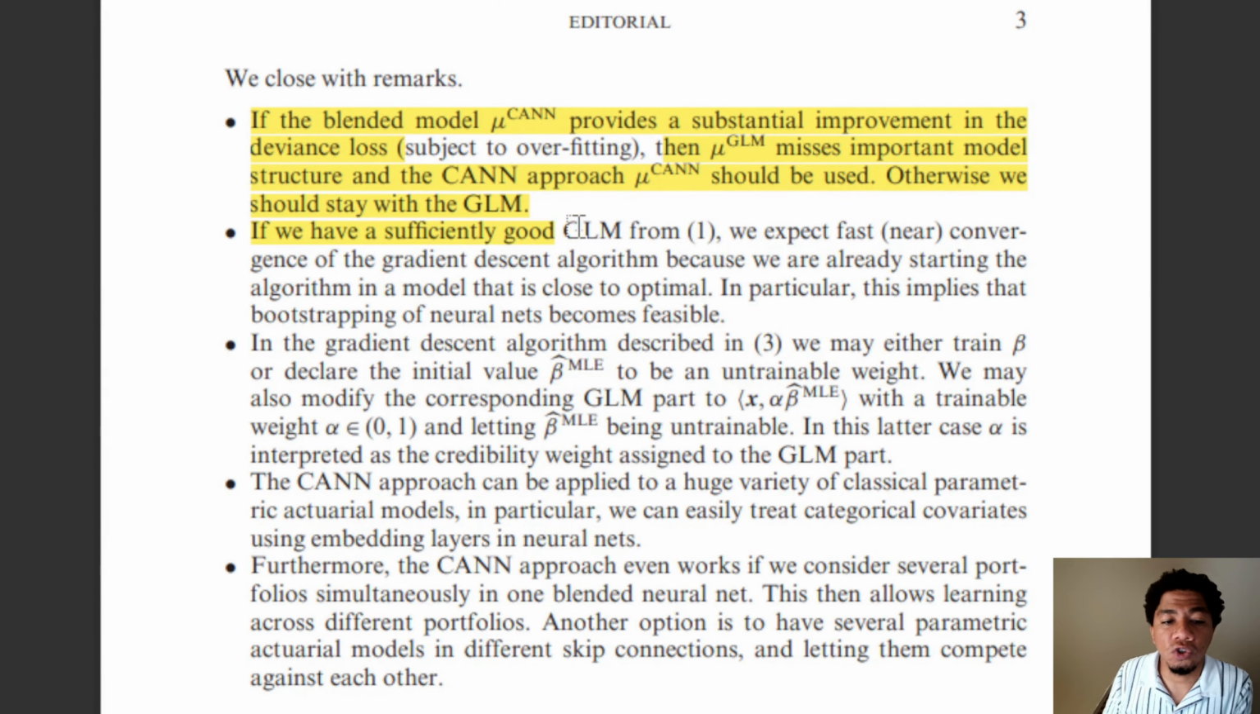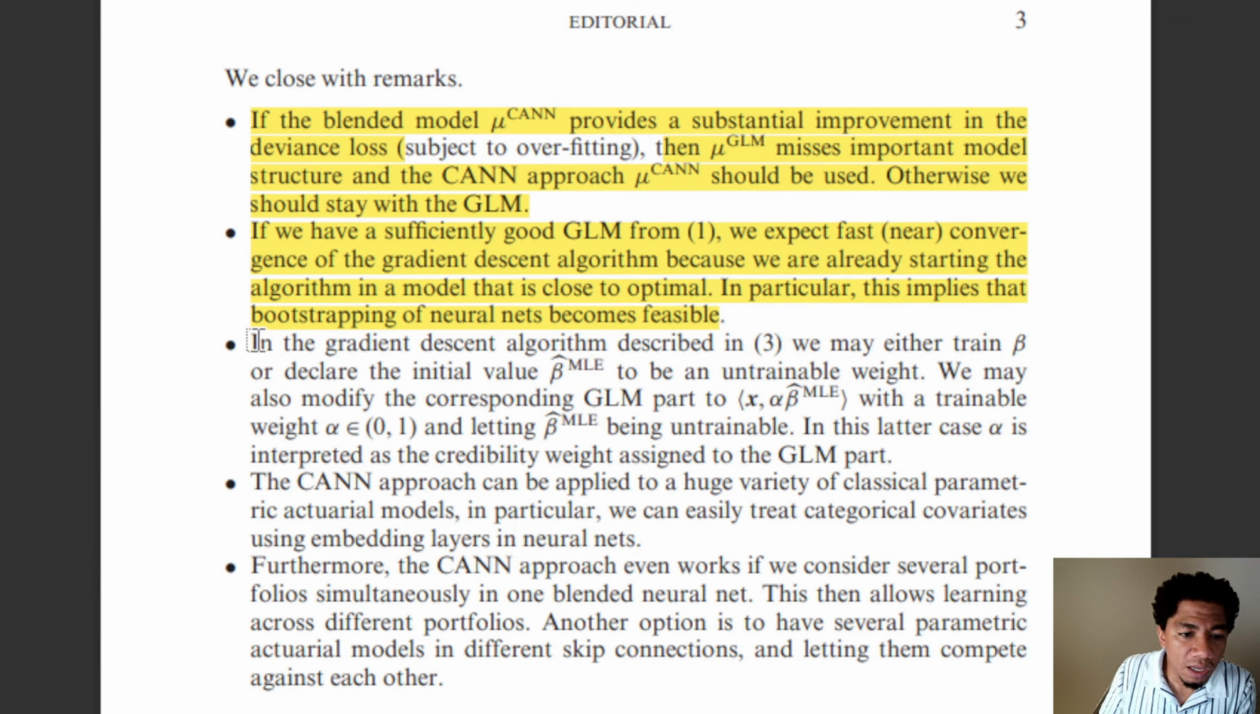And if we have a sufficiently good GLM from 1, then we expect fast near convergence of the gradient descent algorithm, because we are already starting the algorithm in a model that is close to optimal. In particular, this implies that bootstrapping of neural nets becomes feasible. Okay, so if you're fitting a neural network from scratch, you don't have any initial value. It really takes a long time to find a final model. But if you have that GLM output as an initial value, as an input into that model, then that neural network trains quicker, because the deviance loss function is almost at a minimum.